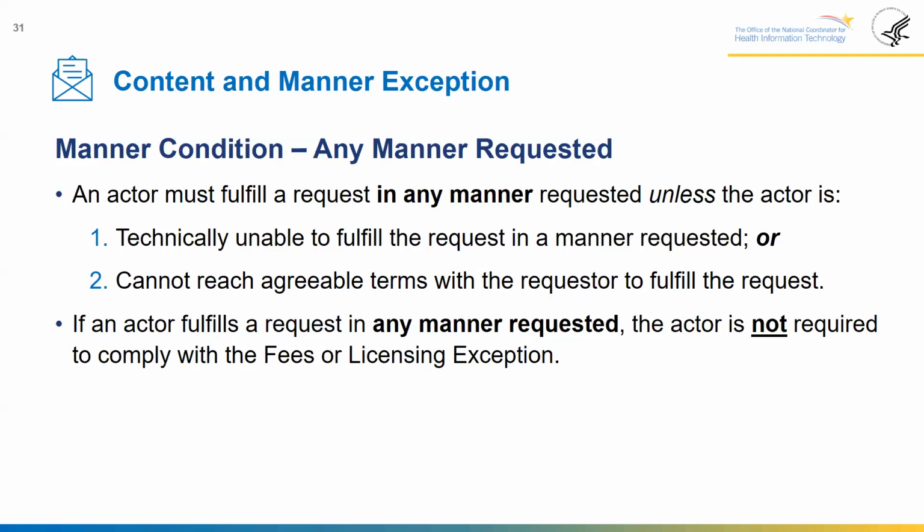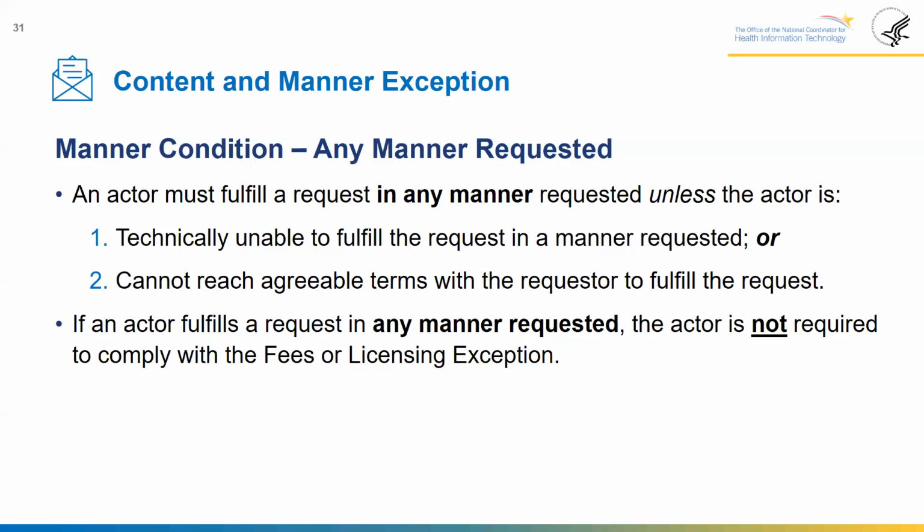All right, so let's dig into the first part of the manner condition. So an actor must fulfill a request in any manner requested unless the actor is technically unable to fulfill the request in the manner requested. And so this means that an actor cannot fulfill a request to access, exchange, or use EHI due to a technical limitation. This standard sets a pretty high bar and would not be met if an actor is technically able to fulfill the request but chooses not to do so in the manner requested due to, for instance, not having all the necessary rights, cost, burden, or other types of justifications. Those justifications may very well be legitimate, but they're probably going to be covered under other exceptions such as the infeasibility exception, fees, and licensing exceptions.